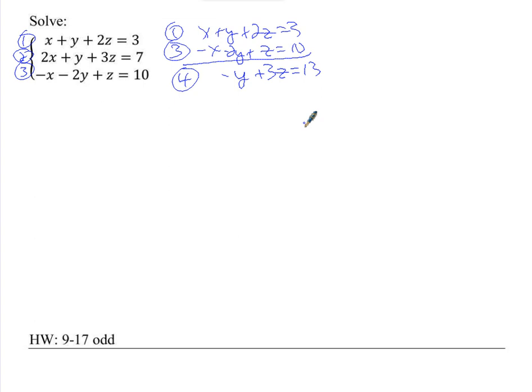Okay, now we need a different pair of equations. You could go 1 and 2. We've already used 1 and 3, or you can go 2 and 3. For me, I'm looking at opposites and saying I already have opposite signs in 2 and 3, so I'm going to use 2 and 3. So I write down 2 and 3: 2x plus y plus 3z equals 7, and negative x minus 2y plus z equals 10.